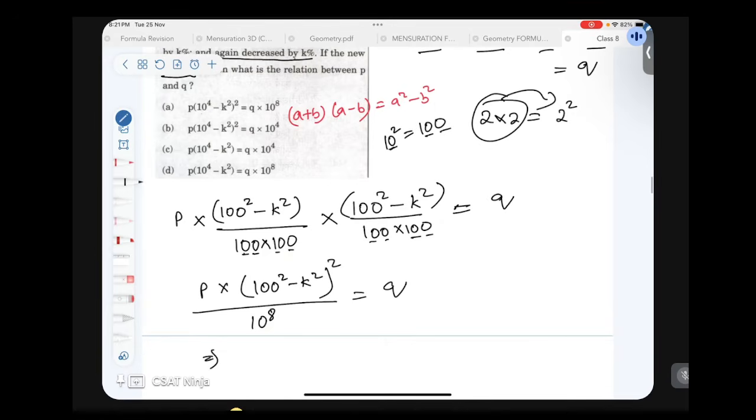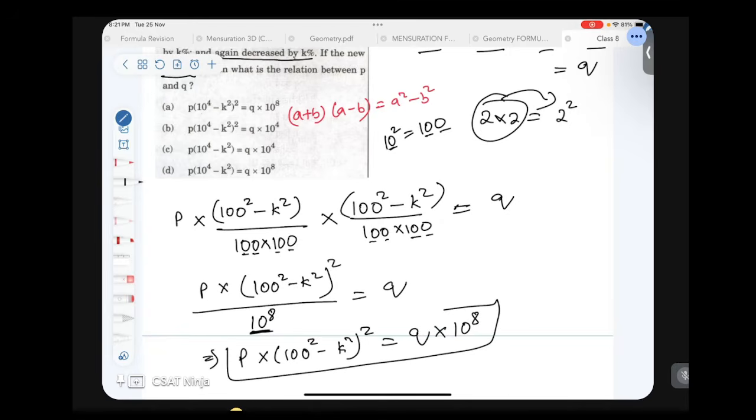Now, P into 100 square minus K square the whole square is equal to, if I transfer this 10 to the power 8 to the other side, Q into 10 to the power 8. So this is the answer. I hope it is in the options.